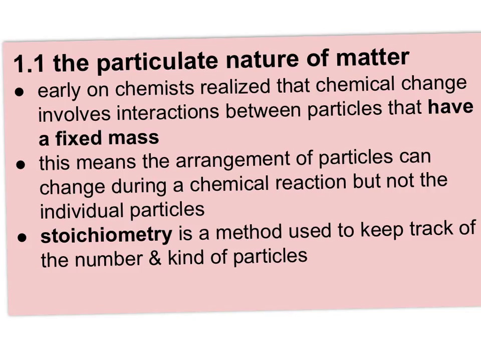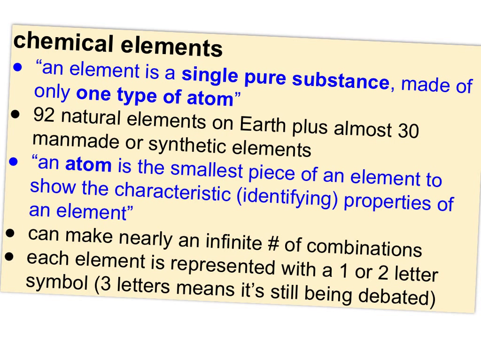So stoichiometry is a method we now use to keep track of the number and kind of particles that you have before a reaction, during the reaction, and after the reaction, because we know the kind and number has to remain the same since the particles themselves do not change. They have a fixed mass.